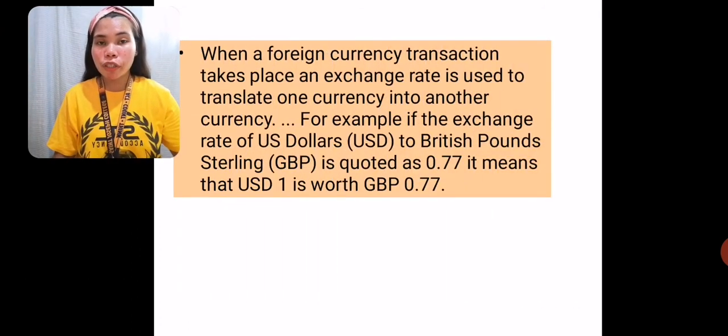When a foreign currency transaction takes place, an exchange rate is used to translate one currency into another currency. For example, if the exchange rate of the US dollar to the British pound sterling is quoted as 0.77, it means that USD 1 is worth GBP 0.77. So, the foreign currency needs to be translated to US dollars. For example, 100 pesos equals $2 because 50 pesos equals $1.